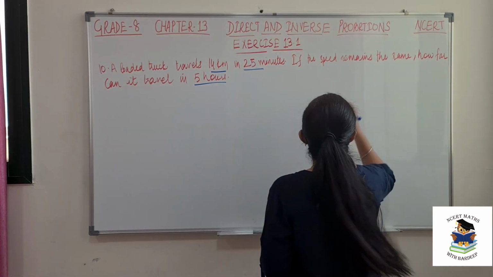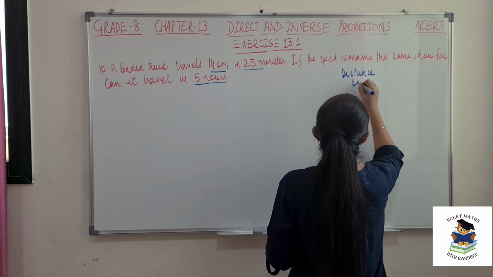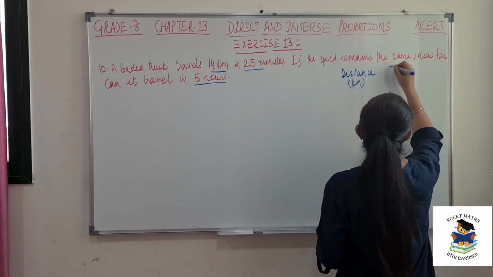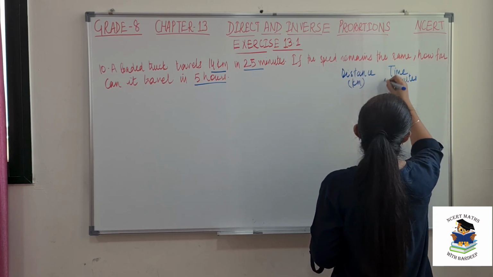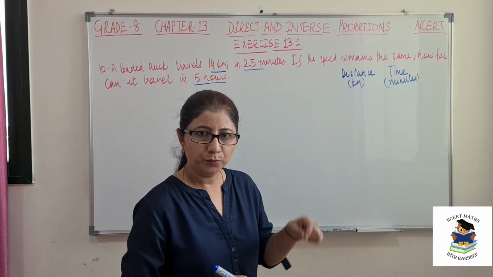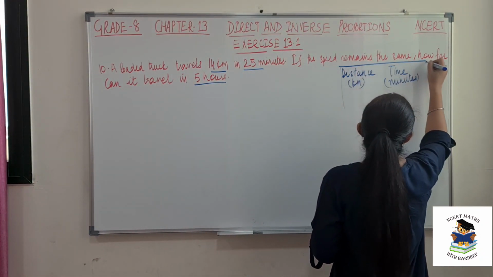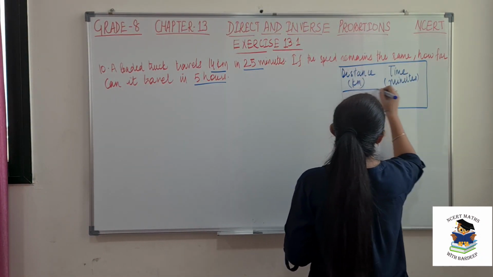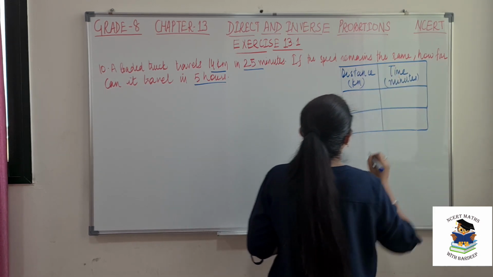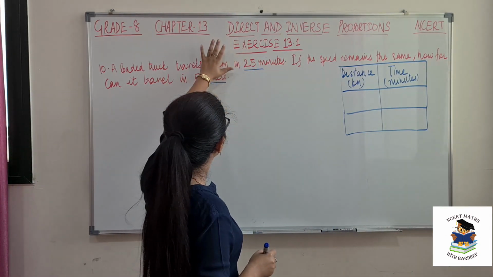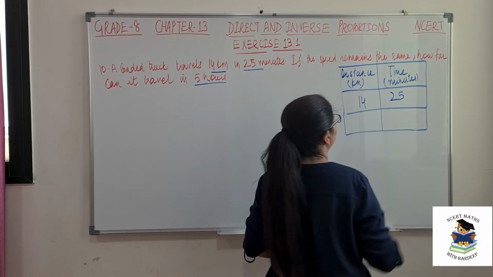So let's write first. One is distance. This is given in kilometers, so I am writing kilometer here. And second is time. So time is given in minutes in one case and hours in second case. So we will convert both time to be in minutes. Okay, so let's make the table first. So for 25 minutes it will cover 14 kilometers.